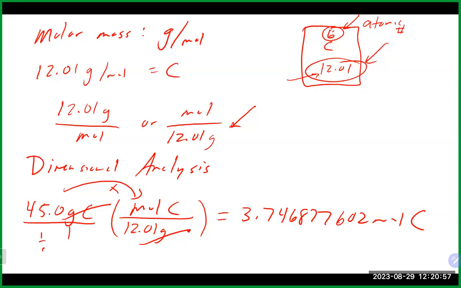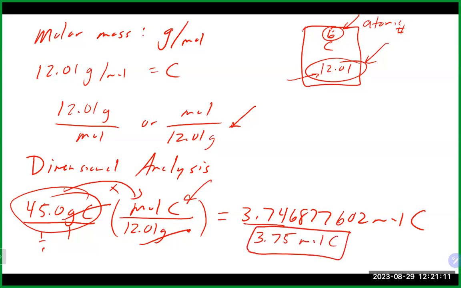Should be how many? Should be 3 based off of that number, right? We're multiplying and dividing, so that's 3 sig figs. That's considered sort of an exact number probably. So we'll go about there: 3.75 moles of carbon. So you should show your work in dimensional analysis, showing the units canceling and set it up that way.